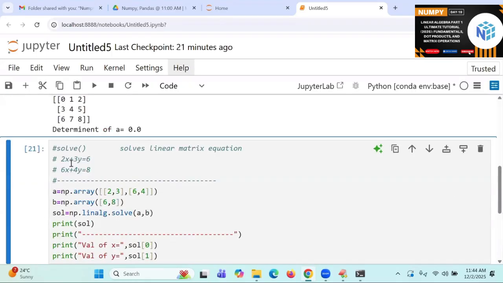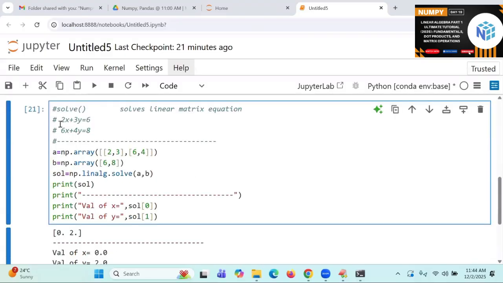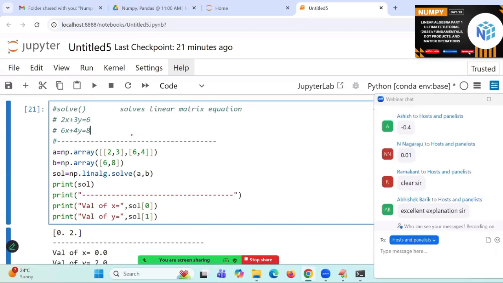How many variables are involved here? Two variables are involved. Linear equations with three variables will also be there. Three variables will also be there. When three variables come, a discount term will be coming.